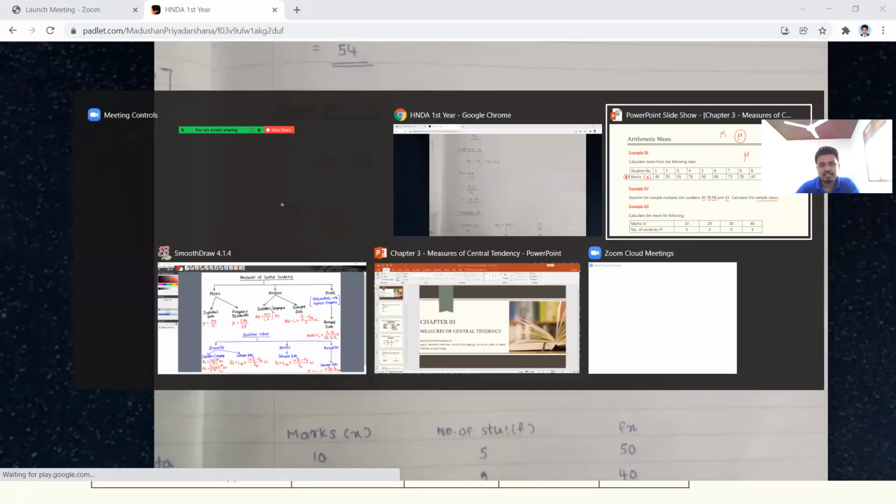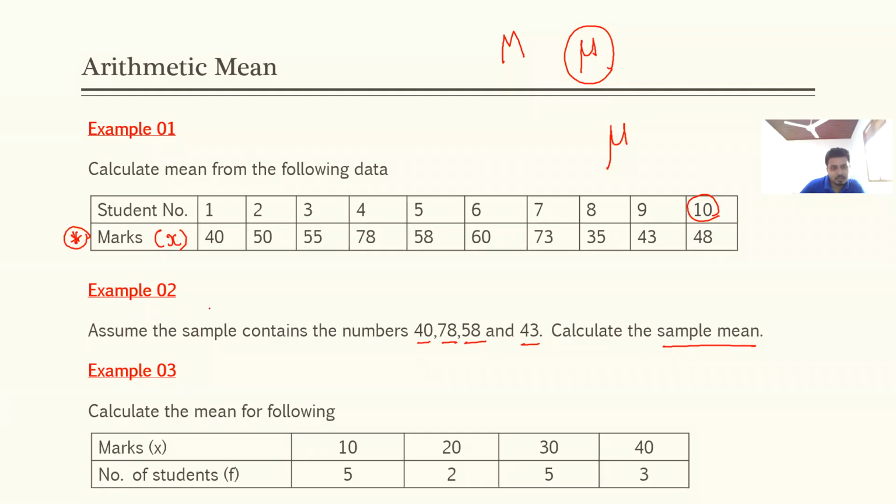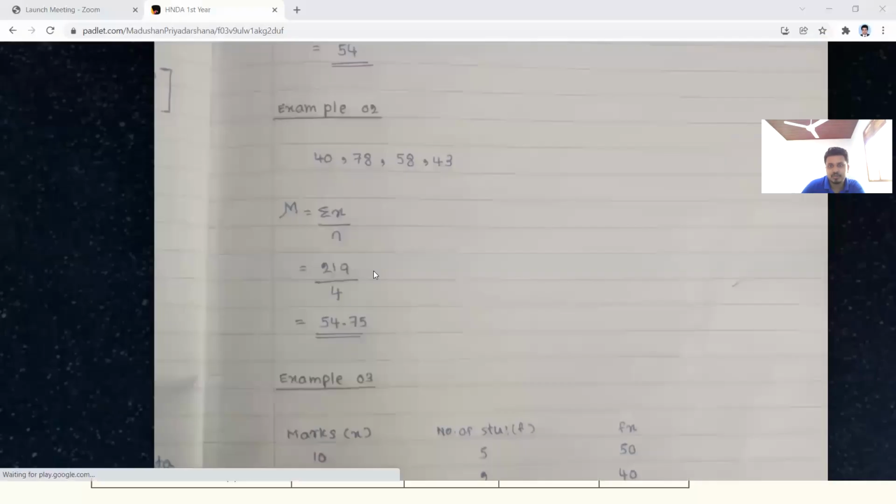Assume the data are taken from a sample. Are these population data or sample data? If it is specifically mentioned that this data has been drawn from a sample, then we cannot use this symbol to denote the mean. It should be, yes, sigma x over n, right?